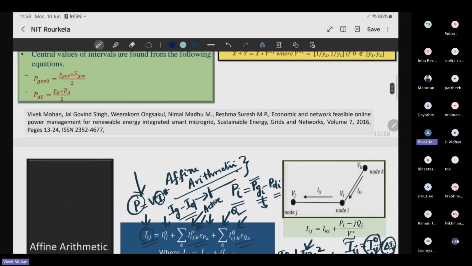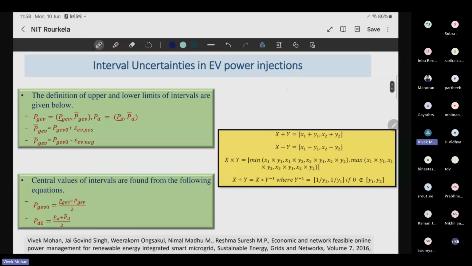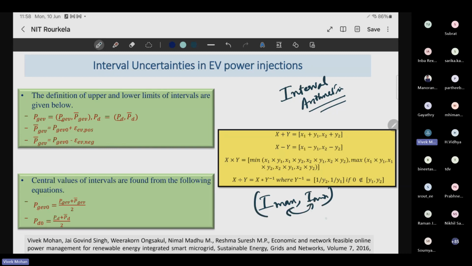This is one approach, the affine arithmetic approach. Now, there is a more simplified approach, which is known as the interval arithmetic approach. Here, we are just taking all possible values of the variable. Say, if it is current, then I have I min, comma, I max. This is an interval. Then V min, comma, V max. This is another interval.